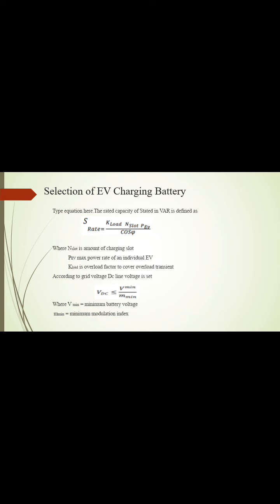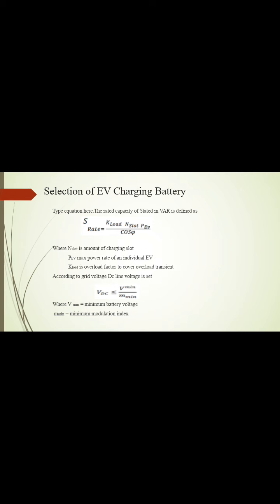Selection of the EV charging batteries. The rated capacity depends upon K load into N slot into PEV divided by cost by, where N slot is the number of charging slots, PEV is the maximum power rating of an individual EV, and K load is an overload factor to cover overload transients.